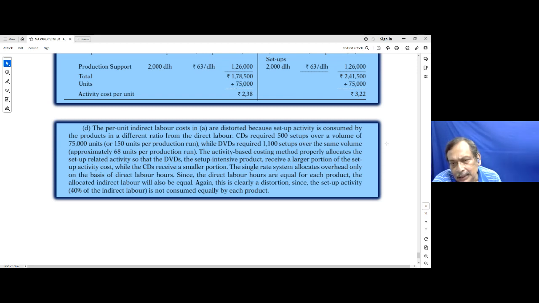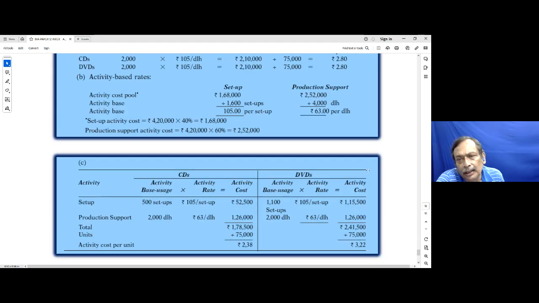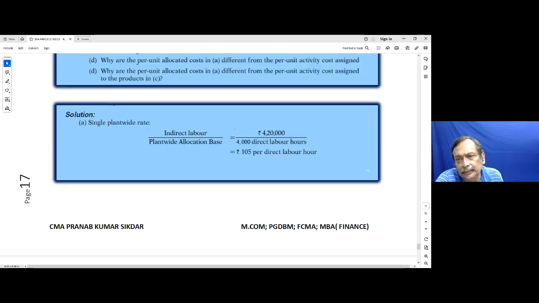The single rate system allocates overhead only on the basis of direct labor hours. Since the direct labor hours are equal for each product, the allocated indirect labor will also be equal. Again, this is clearly a distortion, since the setup activity, 40% of the indirect labor, is not consumed equally by each product. So you may write a different conclusion also, jotting down the results.